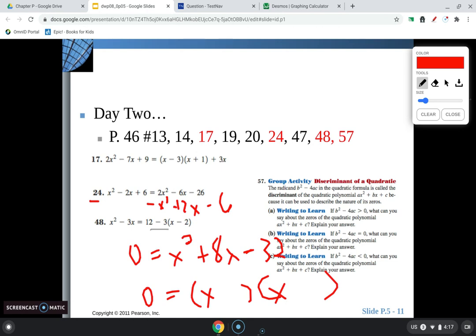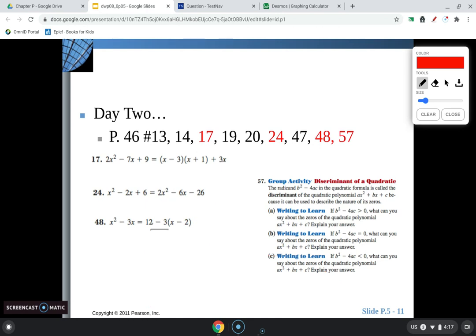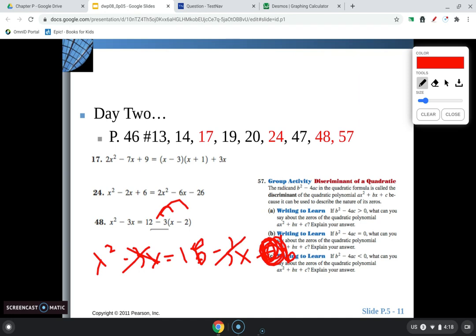All right, let's try one more of those like that. Kind of going through some of these on your assignment with you. So we got to do some work here. x squared minus 3x equals 12. Got to distribute here. Minus 3x plus 6. Well, 12 plus 6 is 18. And then the negative 3x's would cancel out. So now we have x squared equals 18.